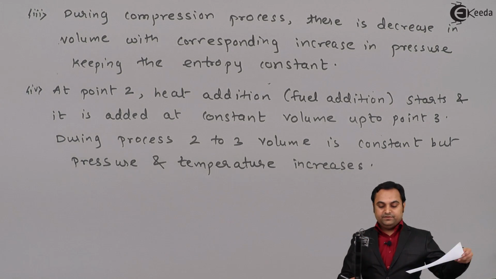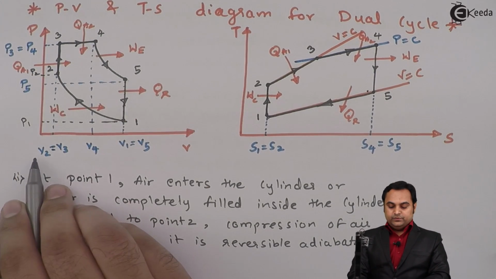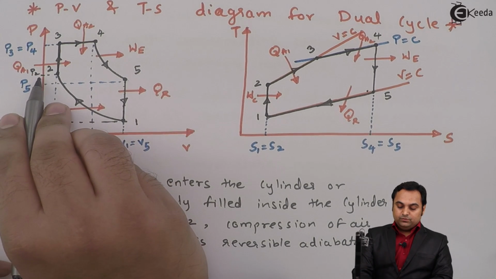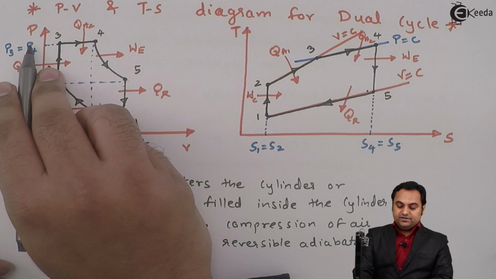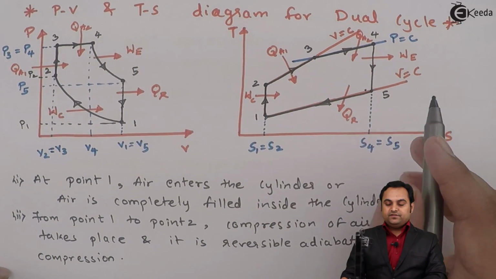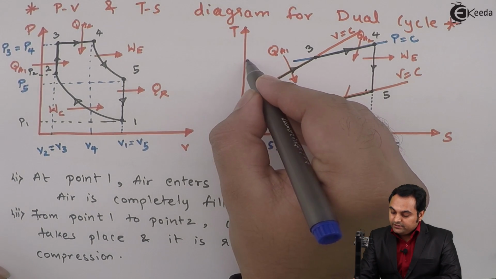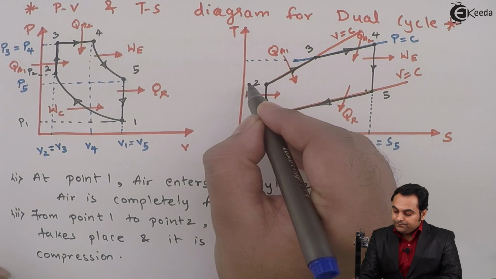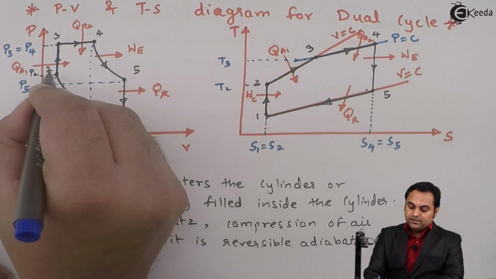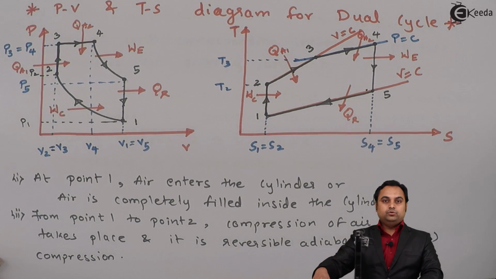So as we can see in the diagram, during process 2 to 3 the volume is constant, V2 is equal to V3, but pressure increases, that is P2, and here we have P3. P3 is greater than P2, so pressure increases and even the temperature increases. As we can see from the TS diagram, the temperature at point 3 is greater than the temperature at point 2. So temperature increases, pressure increases, keeping the volume constant. That is process 2 to 3.